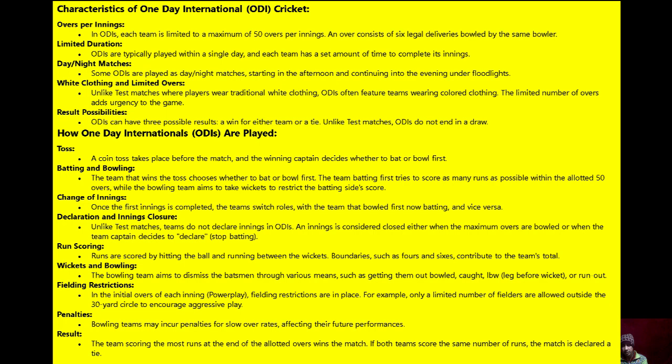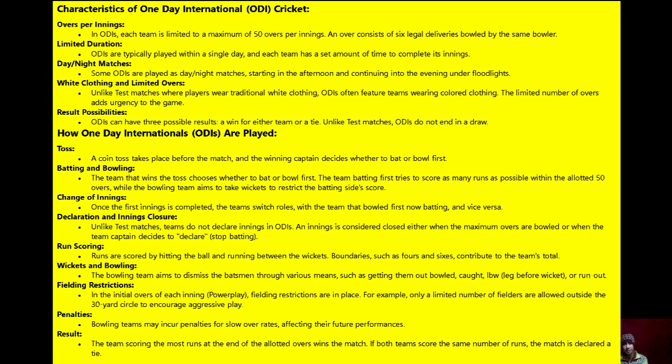The point to be noted, ODIs are known for their exciting and entertaining nature, with teams often adopting aggressive strategies to score quickly or chase down targets. They serve as a crucial format in international cricket, providing a balance between the strategic depth of Test cricket and the immediacy of T20 cricket. So, next question is, what is T20 cricket and how is it played?